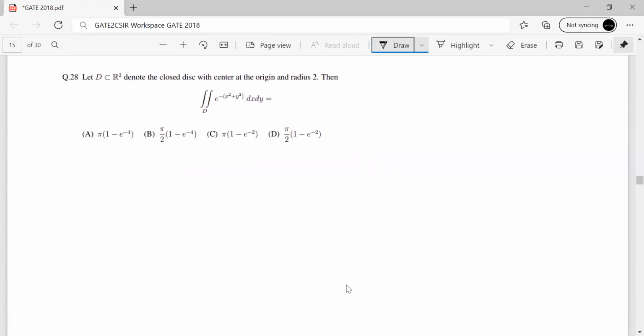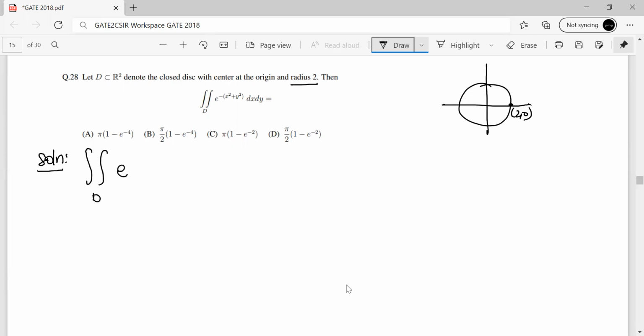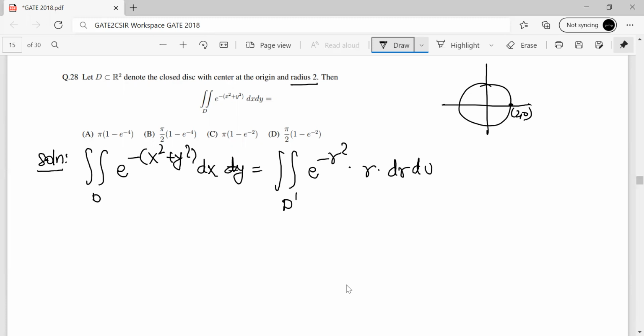And now let us solve this one. This is again a problem from double integrals. So here you have D in R2, a subset, the disc centered at the origin with radius 2. So we are concerned about this region only. Radius is 2, that means 2 comma 0. And then you want the double integral over D of e power minus of x square plus y square dx dy. We will now take it to polar coordinates and then solve. So the region D dash, and then e power minus r square into r dr d theta. I hope you know that this r is nothing but the Jacobian while transforming this.